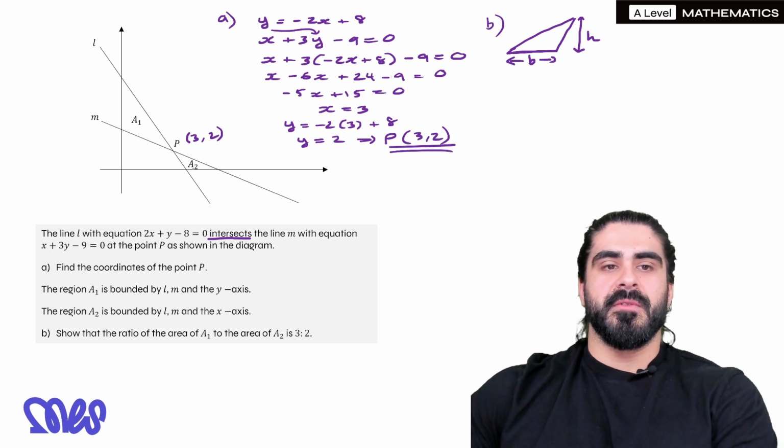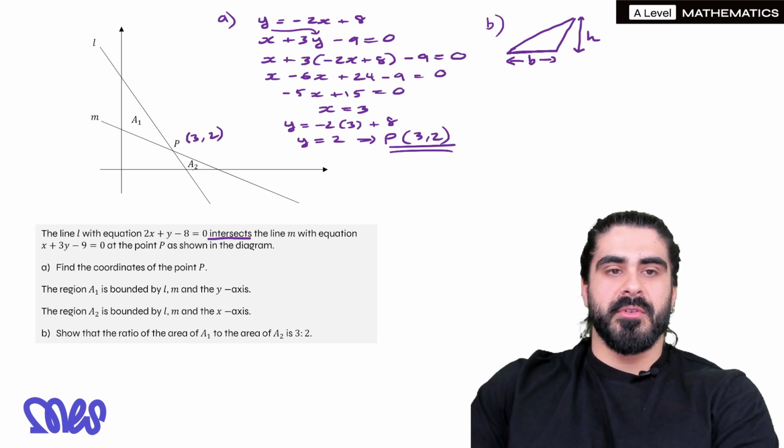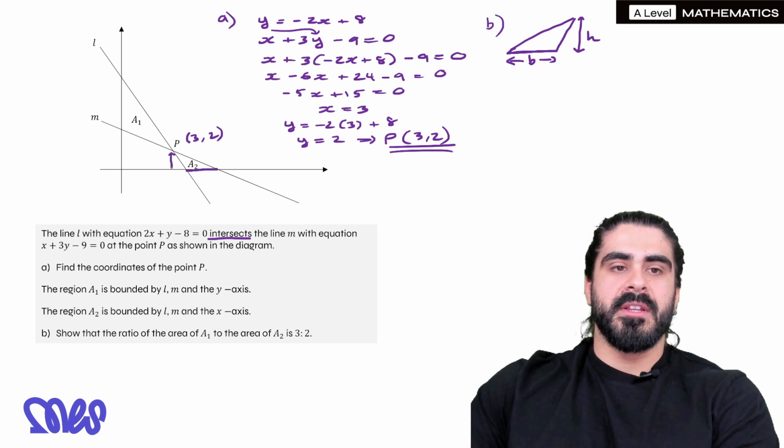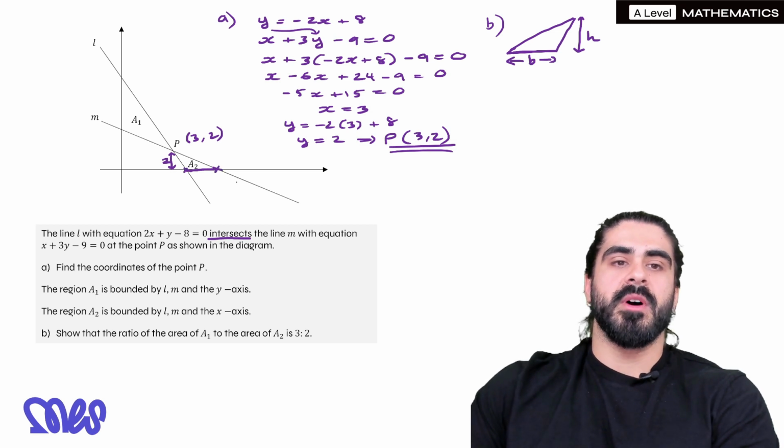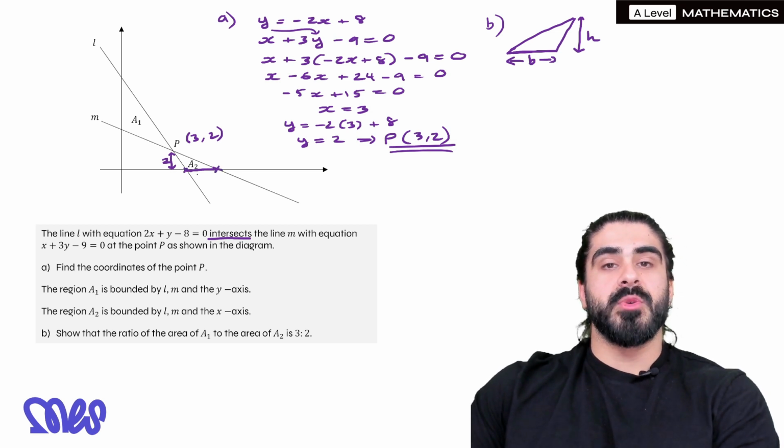Now, if you look at A2, for example, you have that same style. You have the base length, which we'd have to work out, and you have its vertical height. Now, the vertical height you actually know. It's the y value of P, it's 2. So we just need to work out where the lines cross the x-axis, and we can work out the base length. How do we work that out?